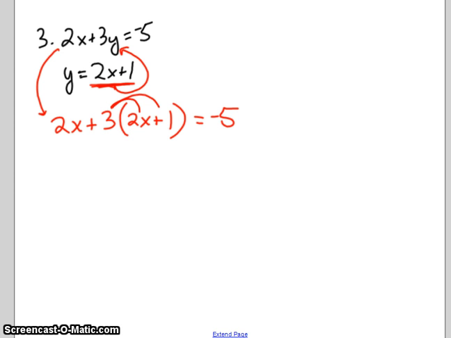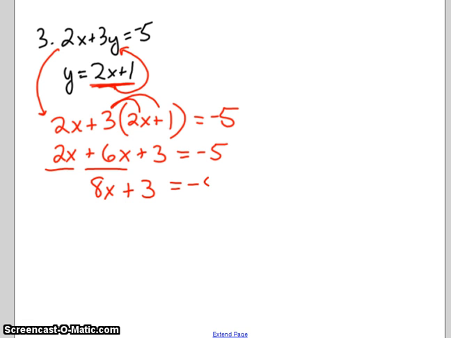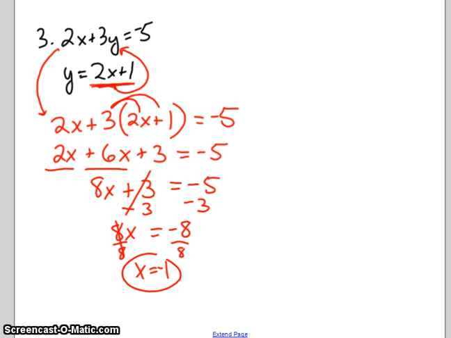Distribute first. I'm going to bring that down. 3 times 2x is 6x. 3 times 1 is 3. And that equals -5. We have to now combine like terms because we have like terms on the same side of the equation. Bring down the plus 3. Okay, solve for x, so we're going to subtract 3. Subtract 3. 8x equals -8. Divide by 8. Divide by 8. X equals -1. So the x value is -1.